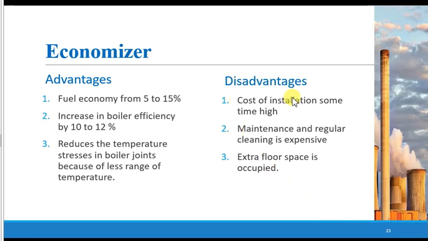The main disadvantage is the cost of the installation, maintenance, and extra floor space. Otherwise, no running cost is required other than these.